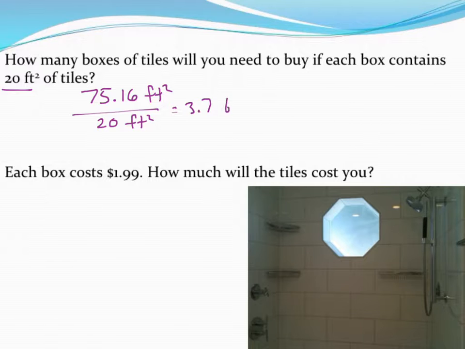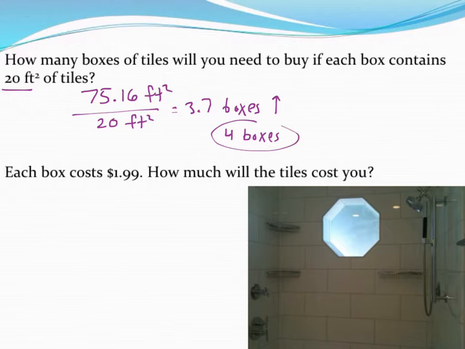As we discussed in the last video though, it's very important in these real life problems to think about the context. I can't go into the store and buy 3.7 boxes. I can't take 3 boxes and take a 4th box and throw some tiles away and ask for a cheaper price. I would need to, in this case, round up, and I would need to buy 4 boxes. I need a little bit more.